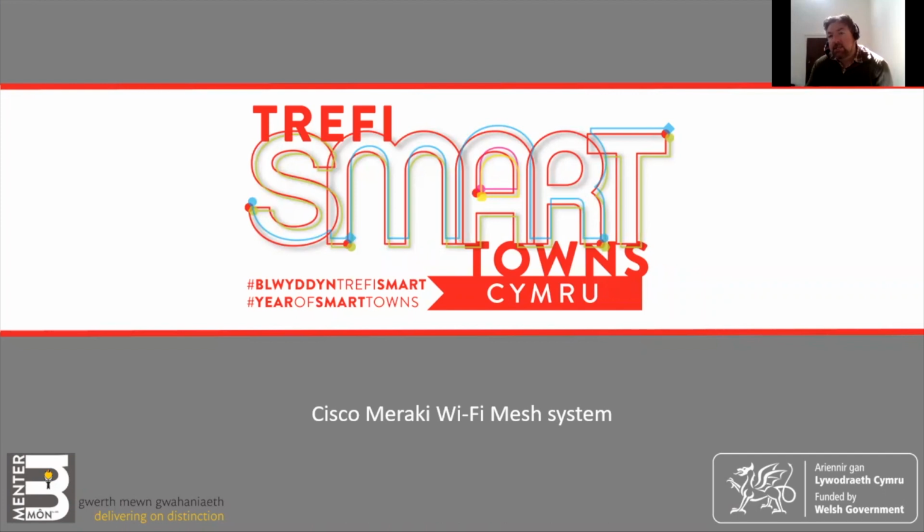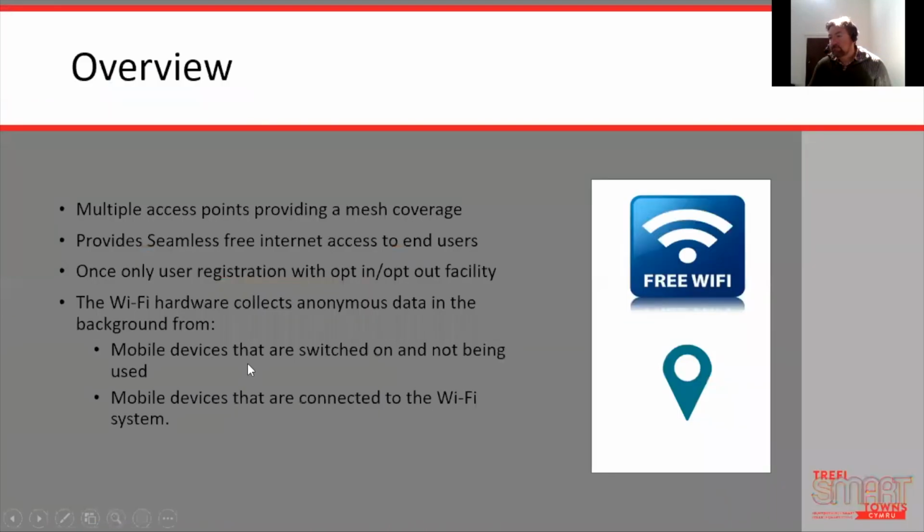My name is Claudius, and I'm going to give a brief overview of the Cisco Meraki Wi-Fi mesh system. So the system is multiple access points, providing a mesh coverage over an area of maybe the town centre or high street. It can provide seamless free internet access to the end user, but you don't have to have that enabled. It also can have the option for people to register to use the Wi-Fi and possibly have the option to opt into an email list that you could have.